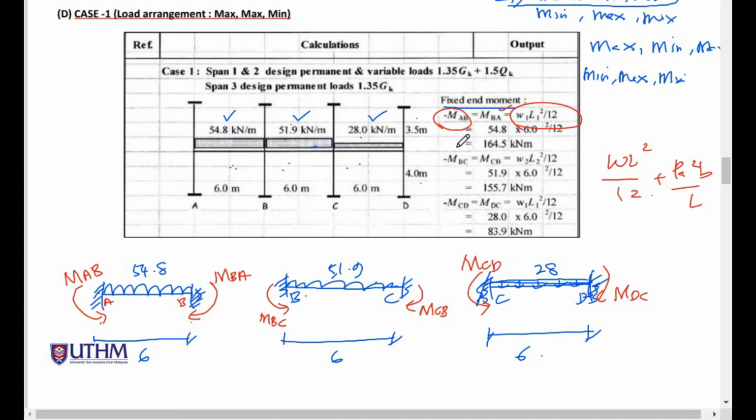This is clockwise, positive. And we got the fixed end moment for here is 54.8 negative. This is positive. Same goes to the second and third span. Third span, this is counterclockwise negative. Here is clockwise positive.